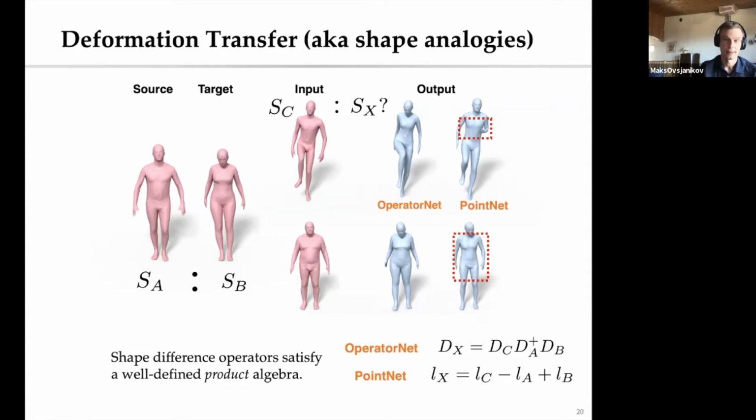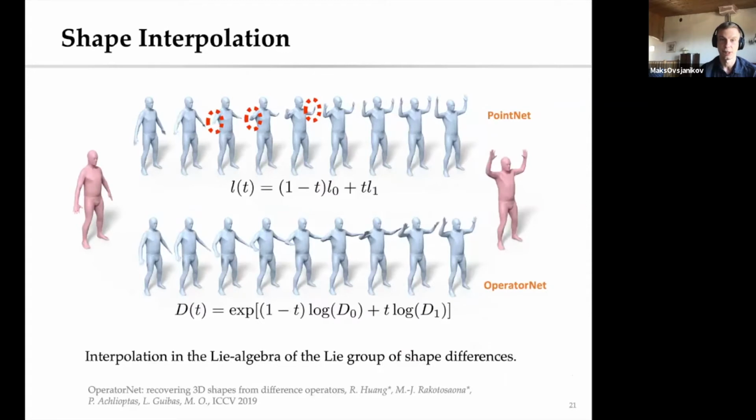Now, the same idea also applies for shape interpolation. So, like I said in the beginning, a standard approach is just doing linear interpolation in the latent space. But because these shape difference operators have a nice product algebra, you can use that for a more well-defined shape interpolation. And essentially what we do is we do interpolation on the Lie algebra of the Lie group of shape differences.